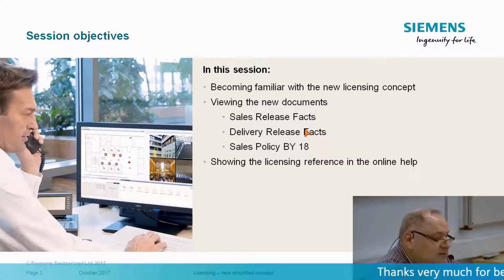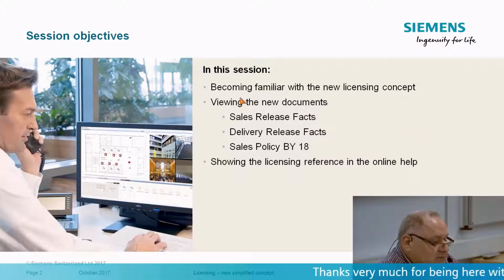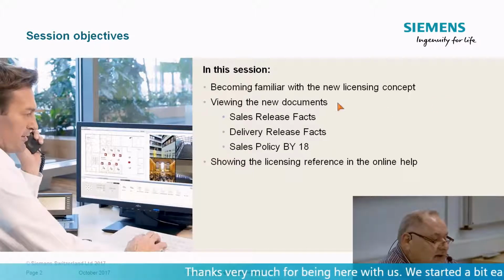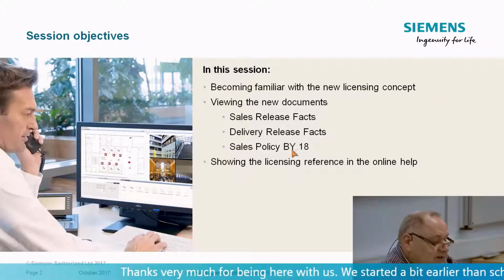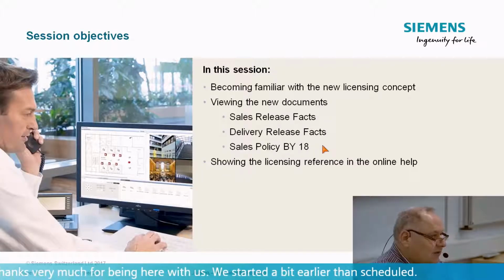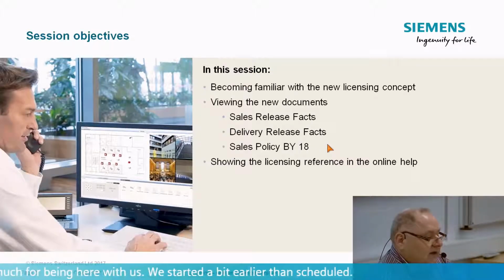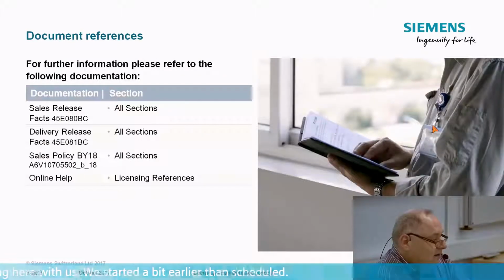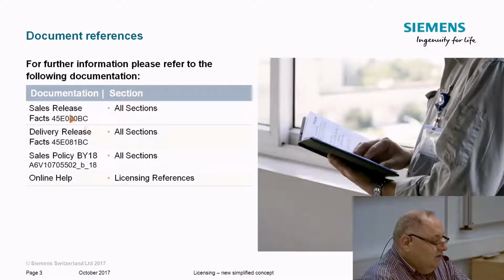So we will be becoming familiar with the new licensing concept, and I will be using especially the sales policy document to give you more details about it. So again, these three documents, and in the online help, the reference is called licensing reference, so you will get some information about licensing there, basically.